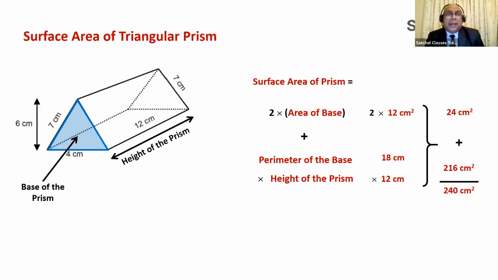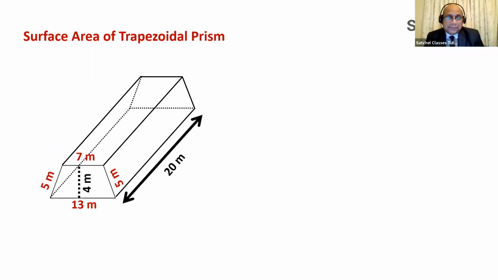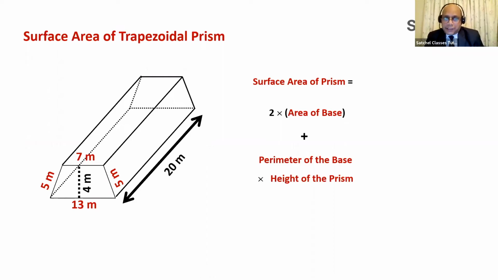Right? Okay, let's take one final example. This is a trapezium based prism. Let's try and calculate the surface area of that prism. First, let's identify the base. The base of this prism is the trapezium, and the height of the prism is the 20 centimeters dimension. And as you know, the surface area of the prism is given by 2 times the area of the base plus the perimeter of the base times the height of the prism.